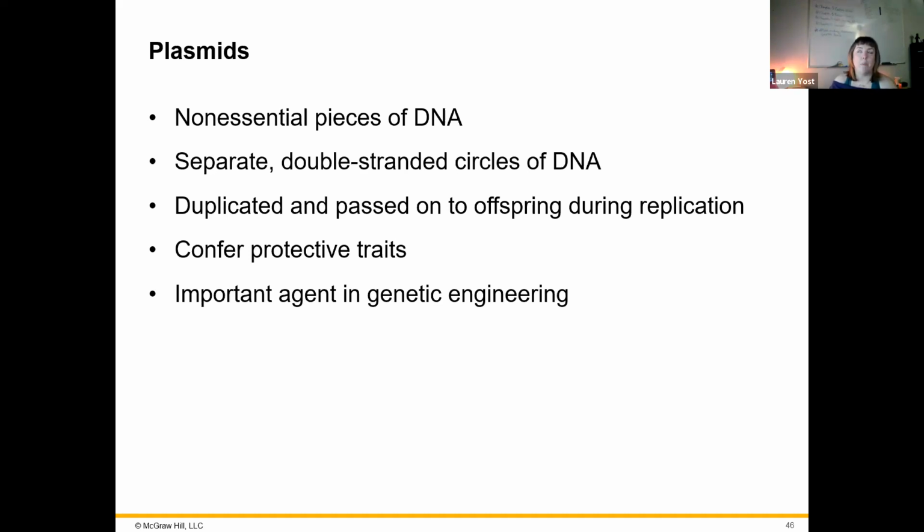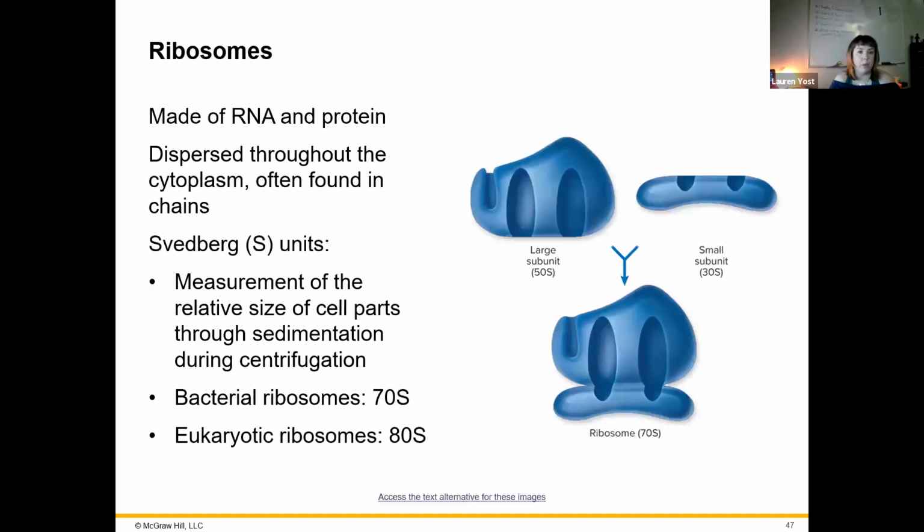These can be duplicated and passed on between bacteria, can confer protective traits like the ability to break down an antibiotic, for example, so antibiotic resistance. And we can even put our own genes into plasmids and control when they are or are not expressed by bacteria in order to force the bacteria to produce whatever protein we want them to.